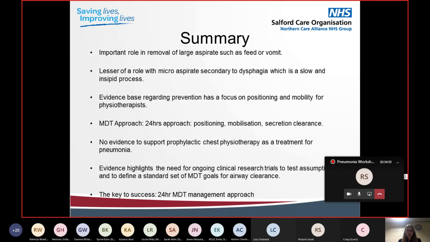I haven't had an opportunity to talk too much about the MDT approach, but it is so important that if we think about a patient's day and having 24 hours in a day, for some of these patients, they are in bed, and we've got to think about how as a team we can work together, as the therapist, to make sure that positioning, mobilization and secretion clearance are optimized.